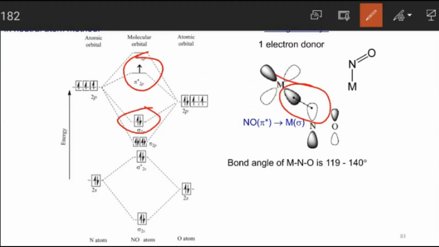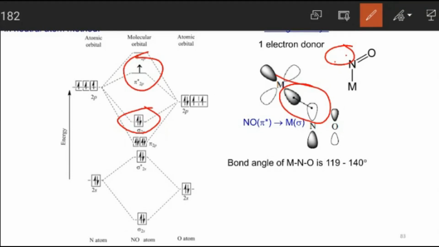Look at here, this lone pair of electrons is presented here. This lone pair of electrons is not in a position to donate to the metal center. Therefore, only 1 electron, which is present in the pi star orbital, will be donated to the metal center, and that's the reason we are saying it's a 1 electron donor.